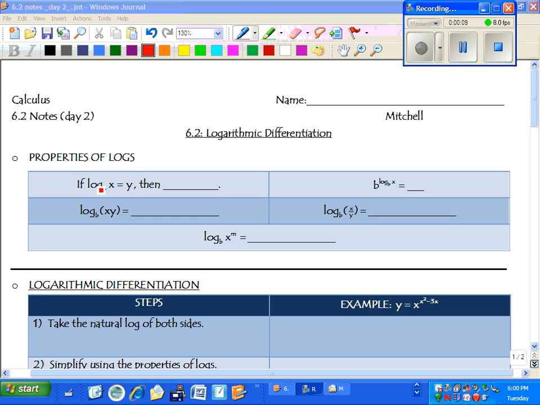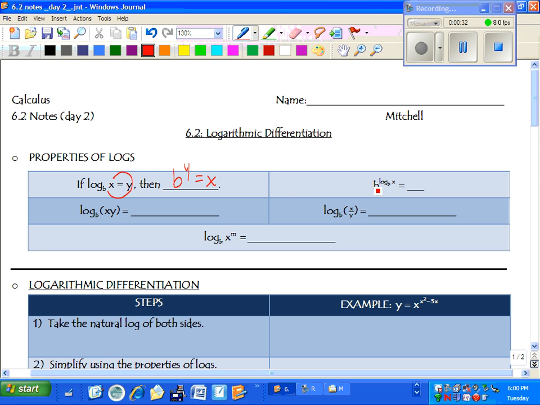And first one, just remember logs, the log function is the inverse of the exponential function. So if log base b of x equals y, that means that b to the y has to equal x. Going along those same lines, these are inverse functions, exponential functions and log functions.